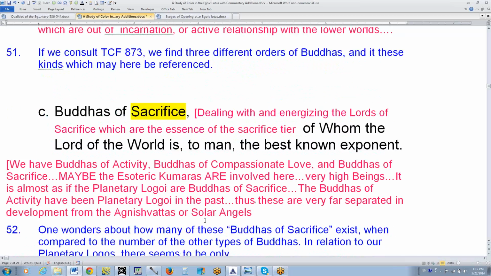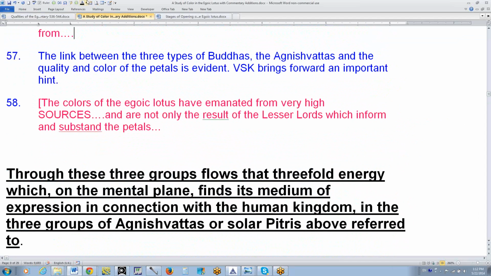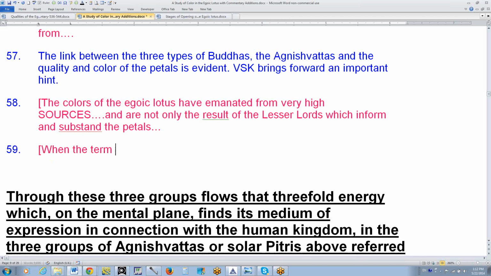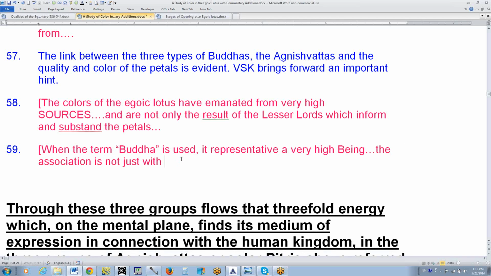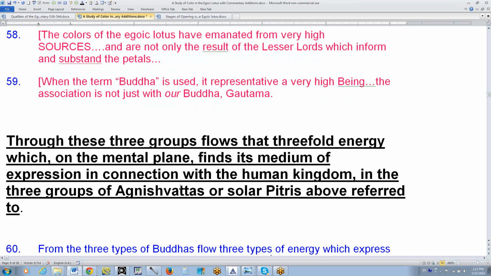The term Buddha represents a high being. So when the term Buddha is used, it represents a very high being. Not just, the association is not just with our Buddha Gautama. Through these three groups flows the threefold energy, which on the mental plane finds its medium of expression and connection with the human kingdom in three groups of Agnishvattas, or solar petries, above referred to.